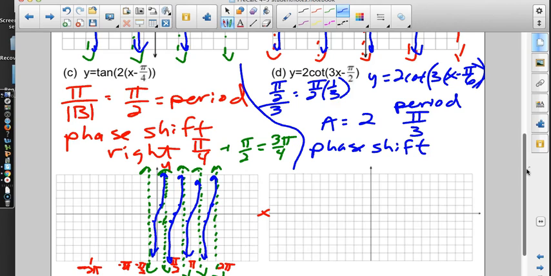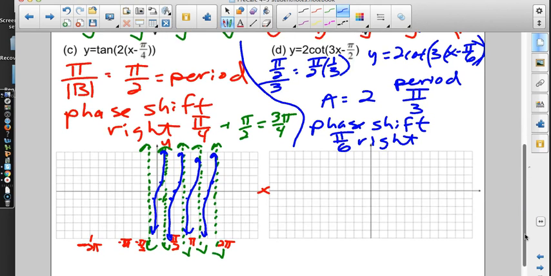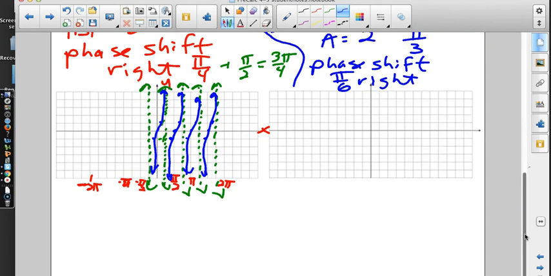And what's our phase shift? Which way? To the right. So this time, I'm not going to stick with our normal pi over 4 as our increments for each one, because we need to see this in a little bit more detail. So we've got our little pi over 6. And we want to know, hey, where is this going to end? Well, there's two ways we could do it.